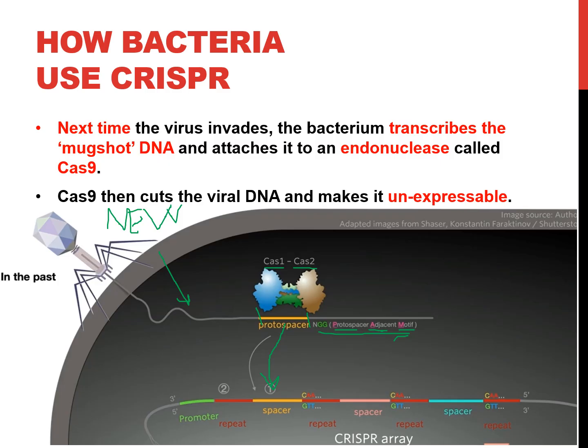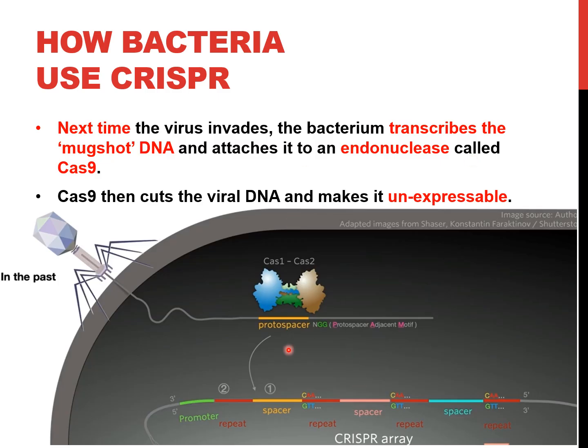From there, essentially CRISPR-Cas9 can use that, through various different methods, to cut viral DNA when it comes in. When it cuts the viral DNA, obviously that's going to break it in half, and then it's unexpressible. Okay. So this is a pretty fascinating process that they do. We're going to look at it in more detail in the next video as well.